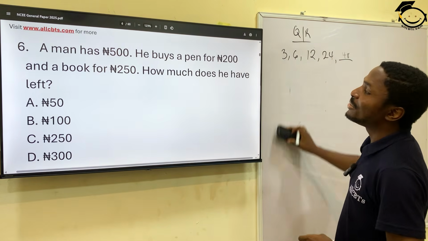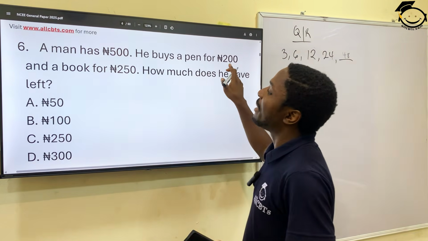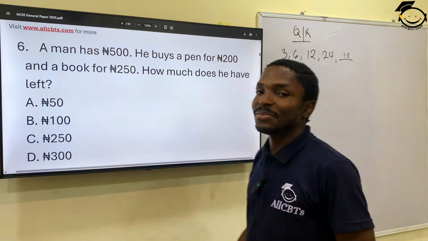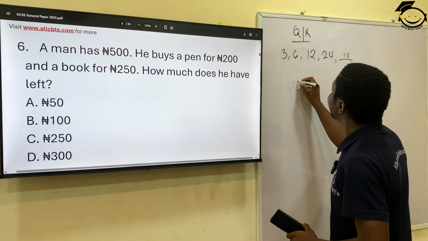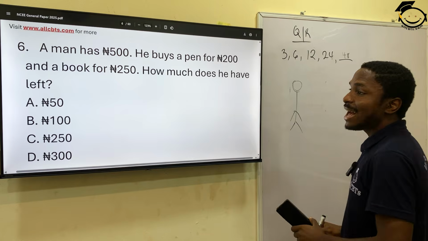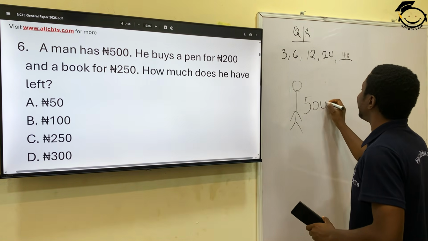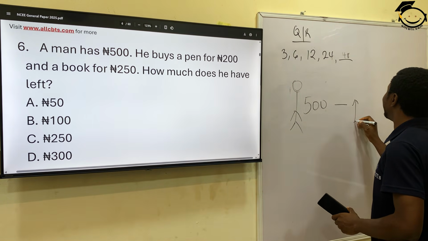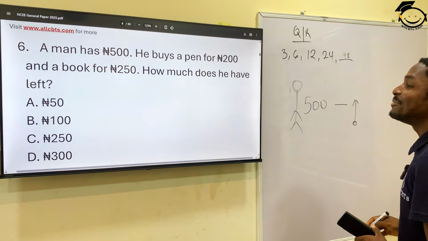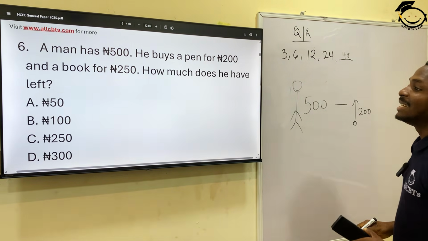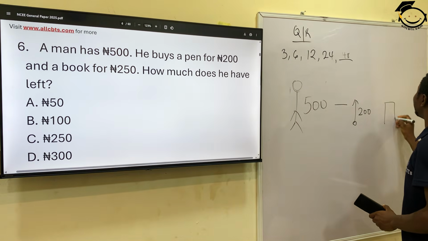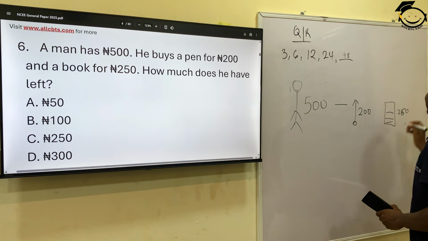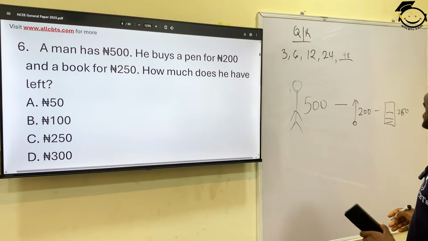Question number 6. A man has 500 naira. He buys a pen for 200 naira and a book for 250 naira. How much does he have left? Okay? So, a man has 500 naira. He buys a pen. Let's say this is how to draw a pen. He buys a pen for 200 naira. And then he buys a book for how much? 250 naira. How much does he have left?